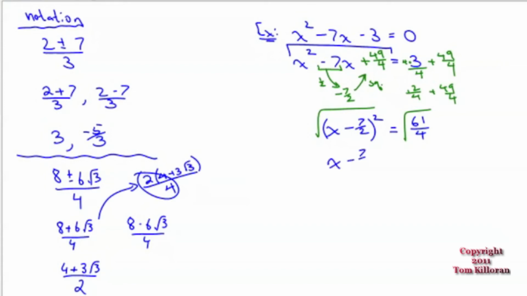x − 7/2 is equal to plus or minus the square root of 61 over 2, because the square root of 4 is 2. Remember, you can separate it. It would be the square root of 61 and the square root of 4. So square root of 61 over 2. Perfectly fine to simplify the radical.